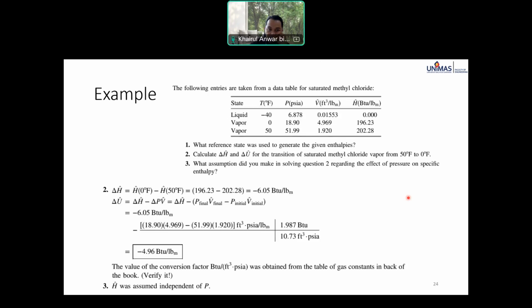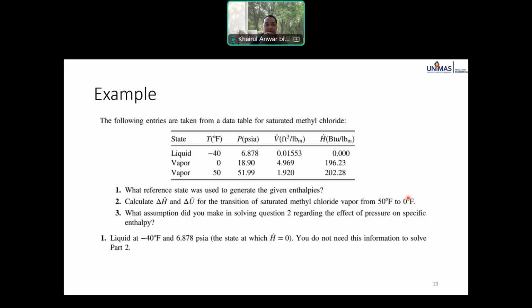Okay, this is an example. The following entries are taken from a data table for saturated methyl chloride. What reference state was used to generate the given enthalpies? Liquid at negative 40 degrees, because the specific enthalpy there is 0.